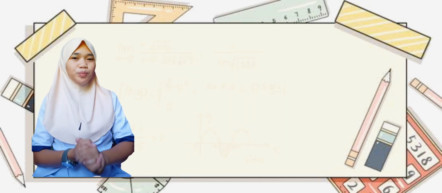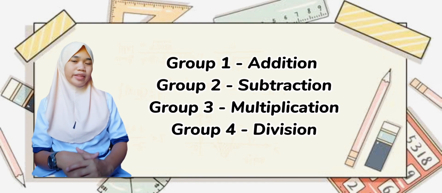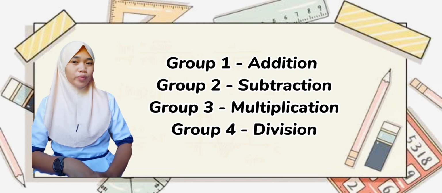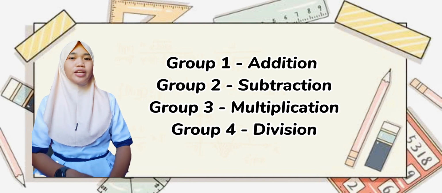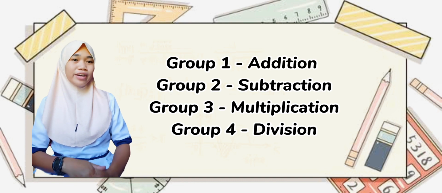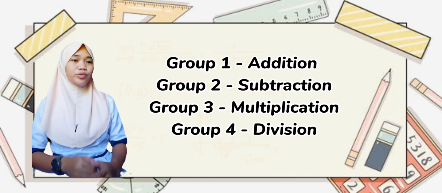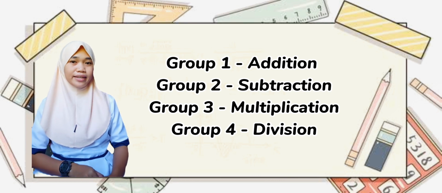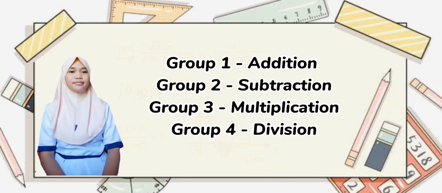Now, I will group you into 4. Group 1 will be the addition group, Group 2 will be the subtraction group, Group 3 will be the multiplication group, and Group 4 will be the division group. Each group will solve 5 integer problems based on your group name. If you are in Group 1, you will solve addition problems on integers. And the same goes with the other groups.